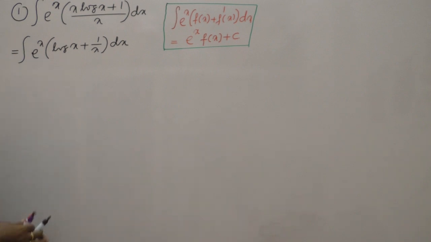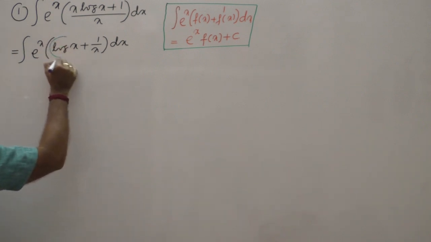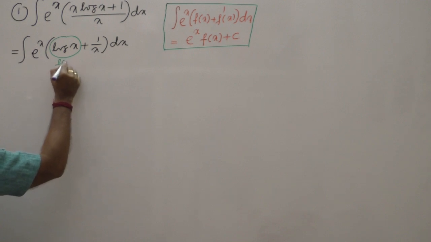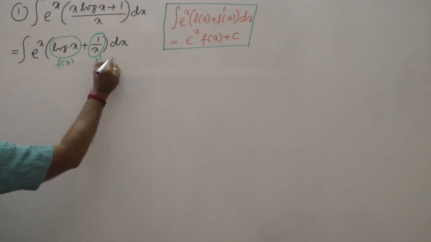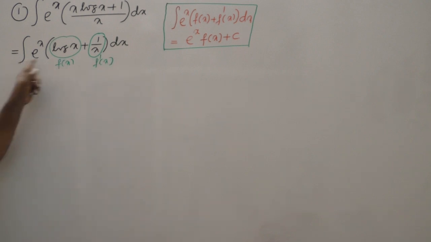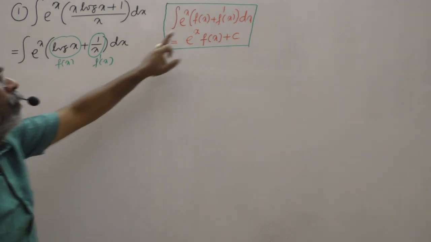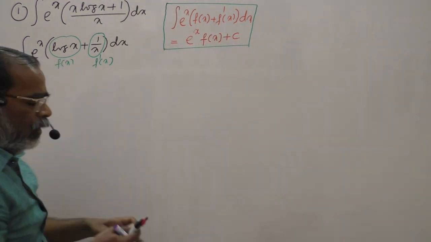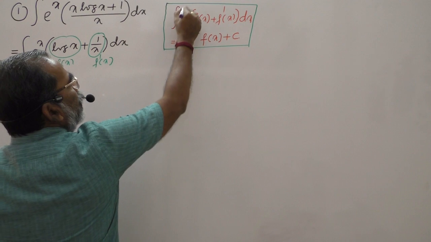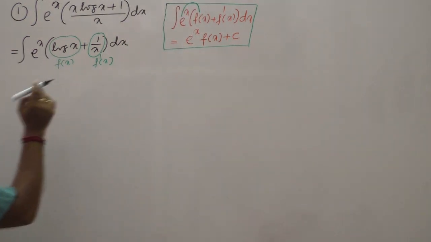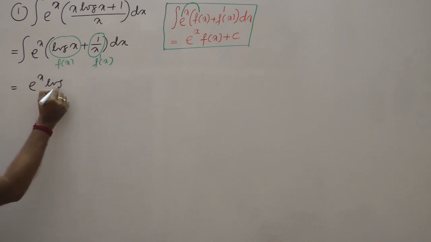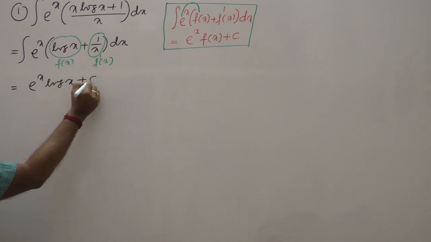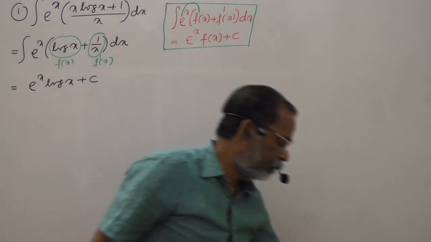What is this? Clearly f of x is log of x. Log x is a function whose derivative we know is 1 by x. That means this is f dash x. Therefore, this integral is exactly in the form e power x into f of x plus f dash x, whose integral is just e power x into f of x. Using that, its integral will be e power x into f of x. What is f of x? Log x. So the answer is e power x log x plus c. That's all.